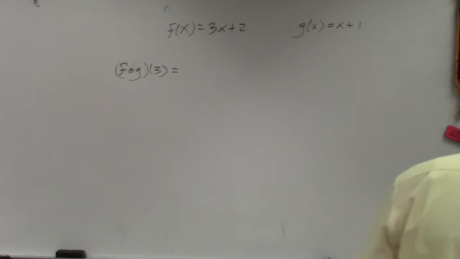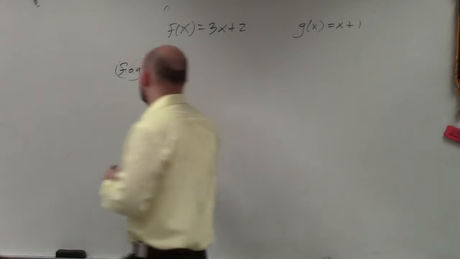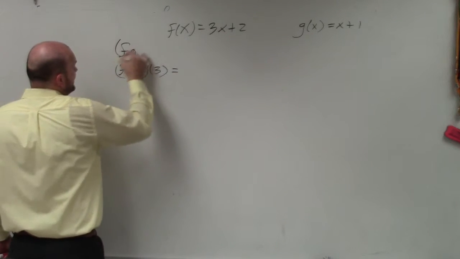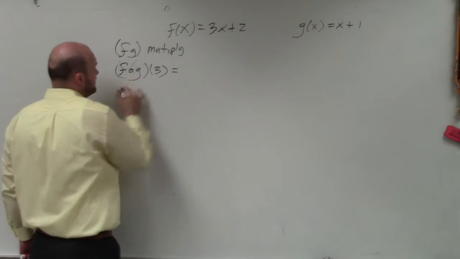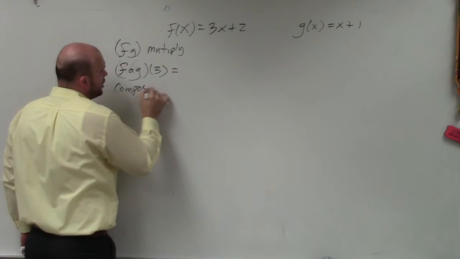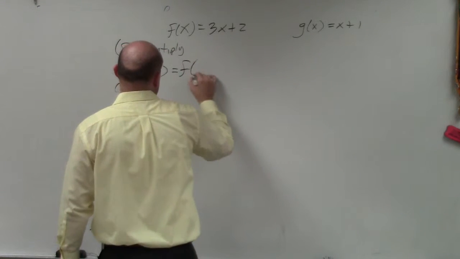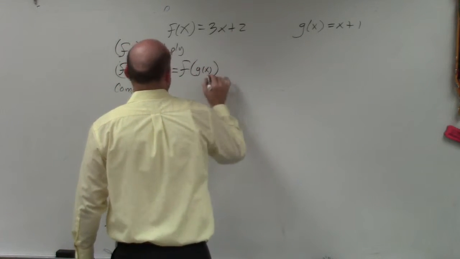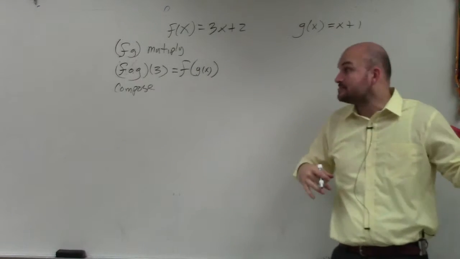Oh, well. So remember, f of g of x represents composition. F of g of x does not represent multiplication; this is what we call composing. Basically, what I mean by composing is you're going to take the g of x function and plug it into the f of x function, right? Just like we did last problem.